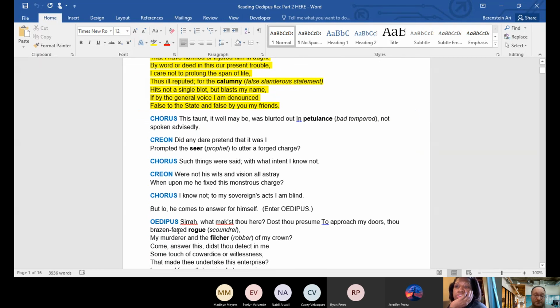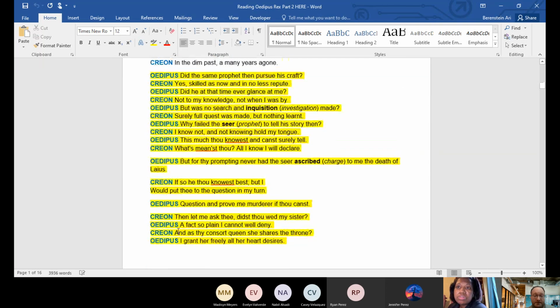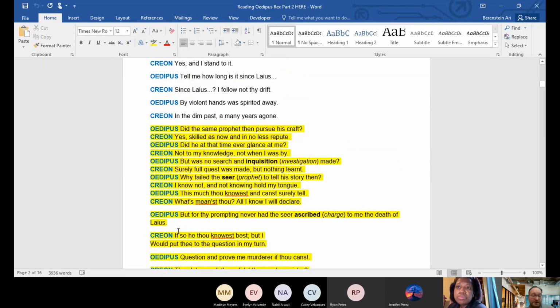And he has a conversation with the chorus. And then he and Oedipus have this conflict, this argument about whether or not Creon is the one responsible for all the things that are being told to Oedipus and what Tiresias says to him.